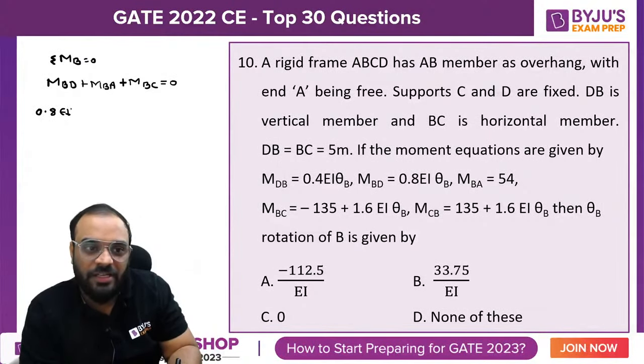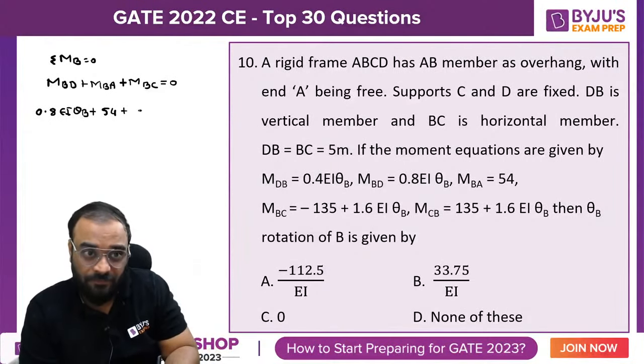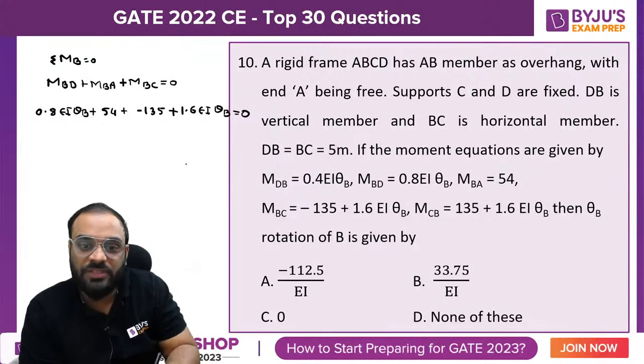0.8 EI into theta B. BA 54. BC minus 135 plus 1.6 EI into theta B, and it should be 0. Just solve it, you will get the answer. Theta B is equal to 33.75 divided by EI. This is the answer which we are getting.